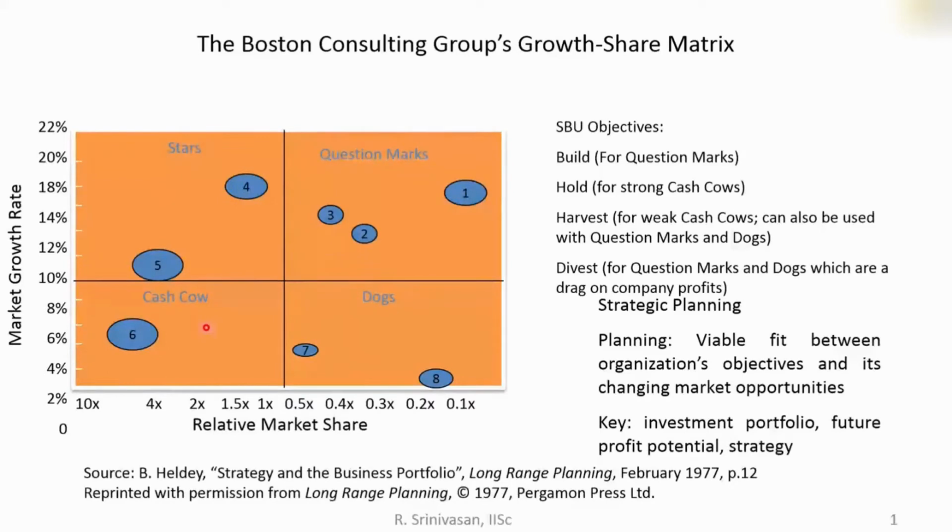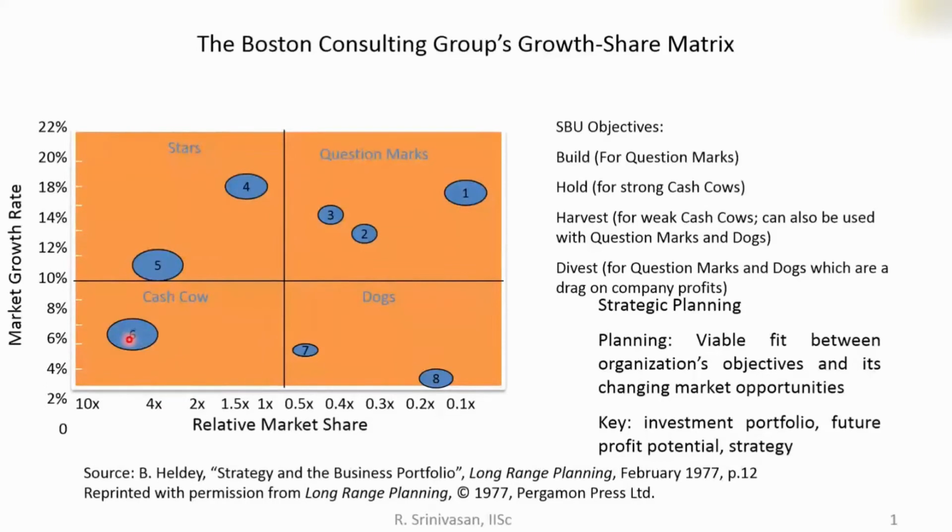So when it goes towards the cash cow, what type of objective will you adopt? If you see this diagram, there is one SBU of this company in the cash cow, and that cash cow is almost the leader in the market. It is moving towards 10x. When it is moving towards 10x, it becomes the market leader.